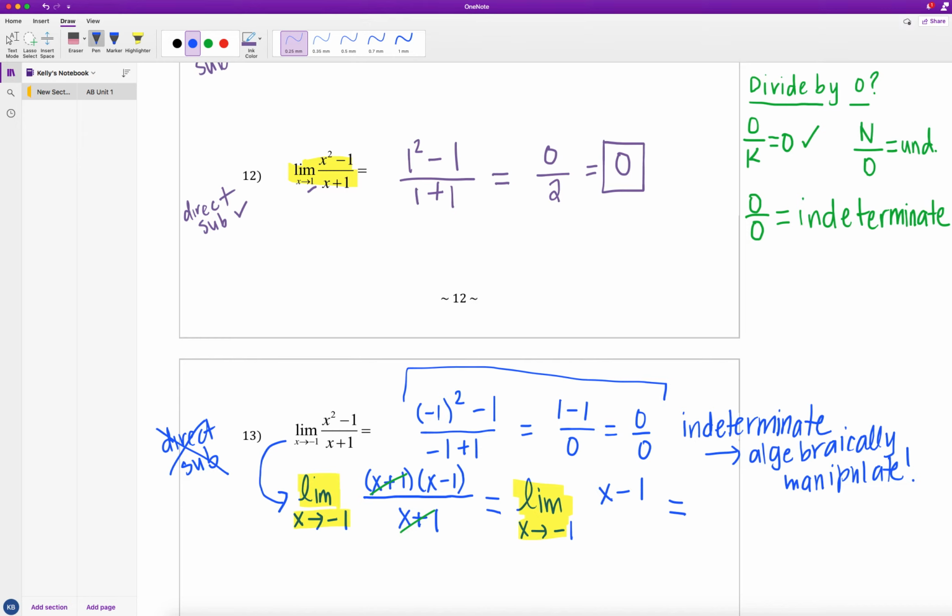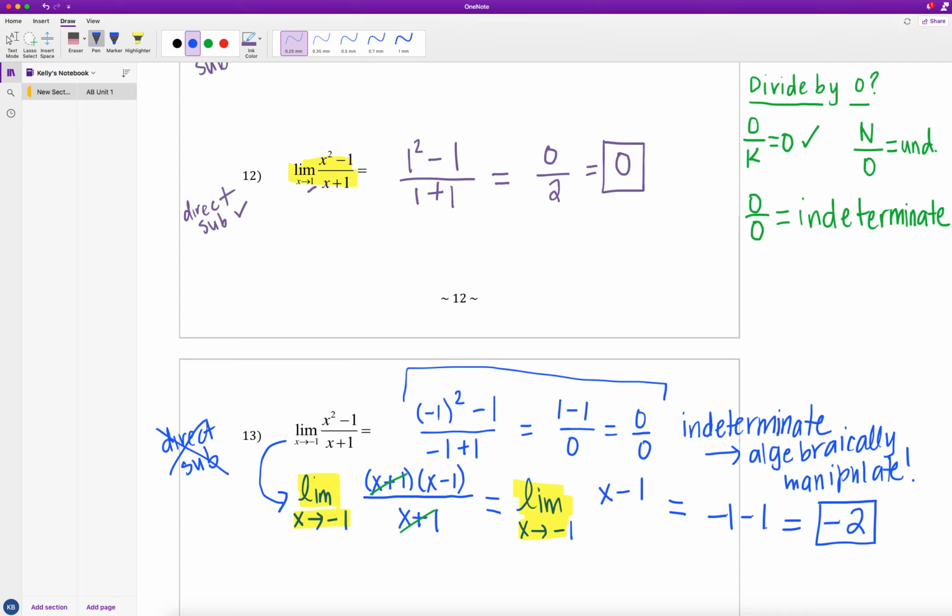Now that I've algebraically manipulated it, I've kind of gotten rid of that issue of having 0 in the denominator. If I go ahead and do a direct substitution now, and I substitute a negative 1 for x, I'll get negative 1 minus 1. Notice that because I did that direct substitution step now, I do not write the limit any longer, and I can go ahead and simplify that and get negative 2.